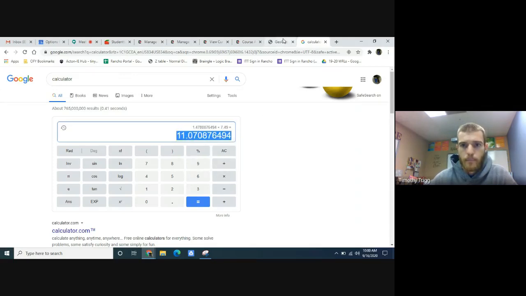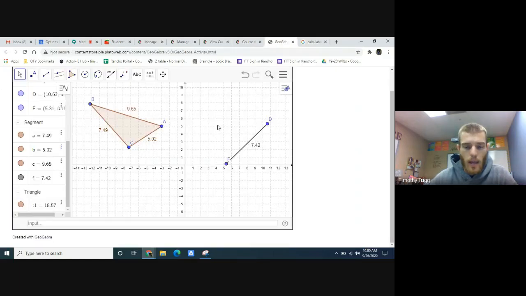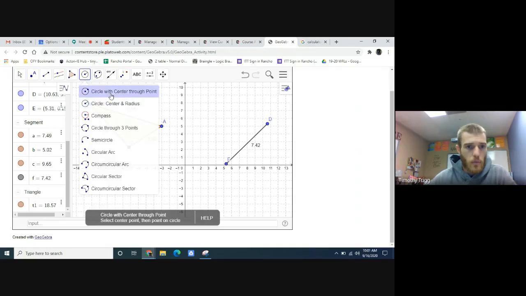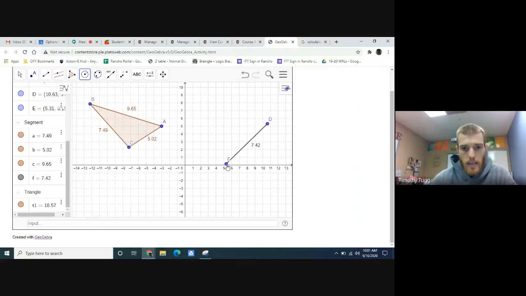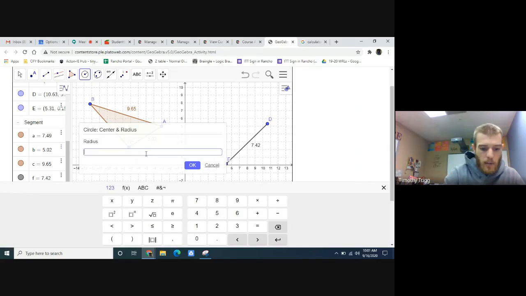Copy. And since it was this side length, you're going to go from this vertex here and create a circle. No, actually, circle, center, and radius. Yeah, that's what we want. Center, circle, and radius. Click on that. Click on E. The radius will be that calculation you just got.